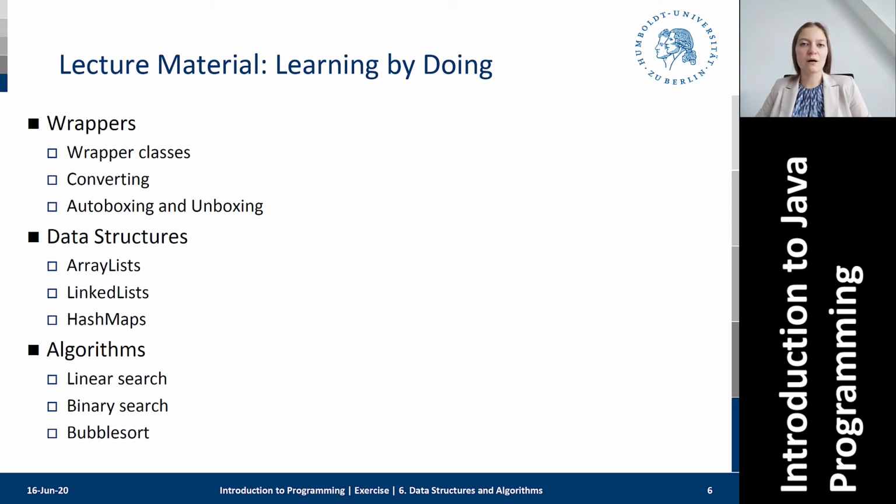The last part of our exercise is about algorithms. So we will cover now two algorithms to search for some elements in your data structure and one algorithm to sort your data structure. We will start with linear search. Linear search is the simple algorithm that is also often called sequential search. It is used when you want to find one specific element in your data structure.